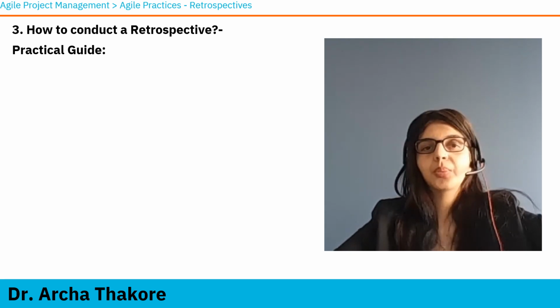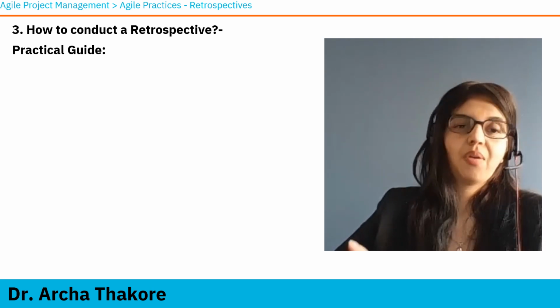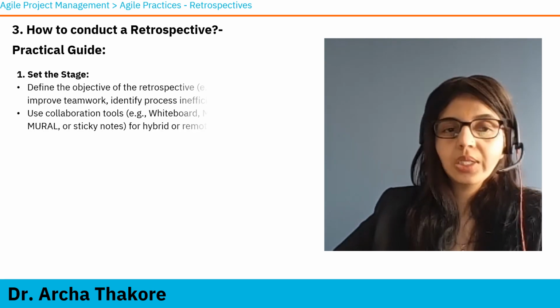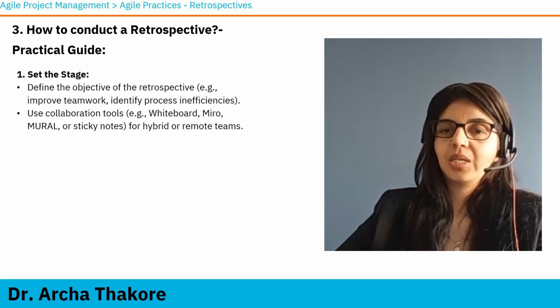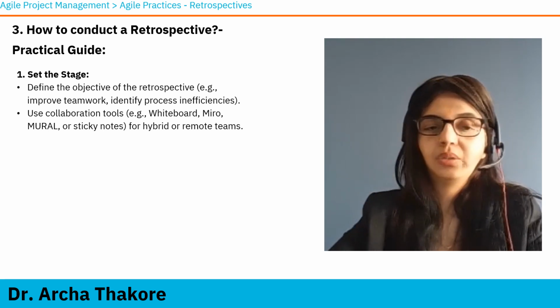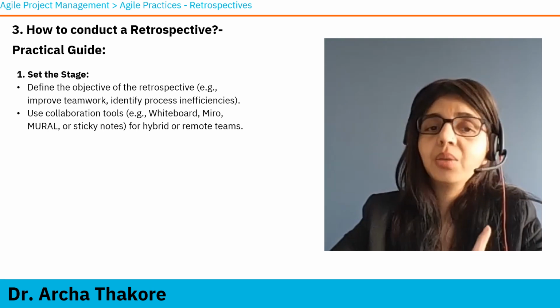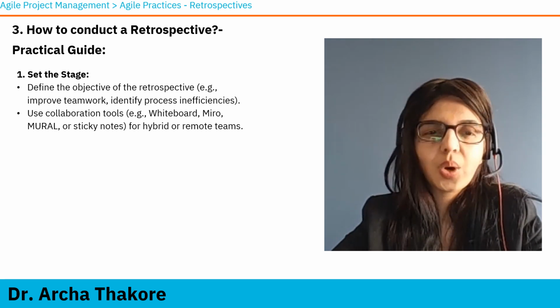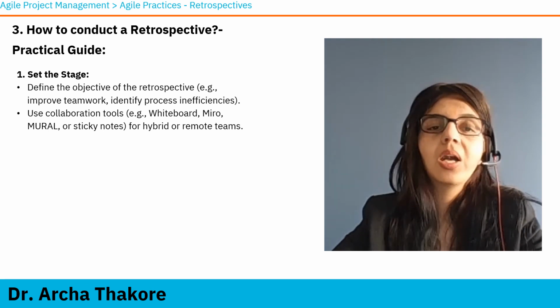So if you are the project manager or scrum master, you have to facilitate a retrospective, what will you do? There are 4 steps to do it. First one, set the stage. Basically prepare for the retrospective. First of all, define the objective of the retrospective. What are we trying to achieve? Is there a specific topic or just improving teamwork?